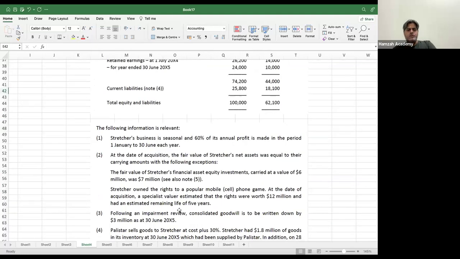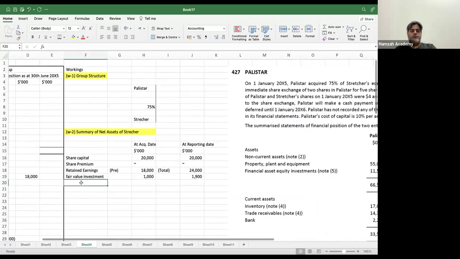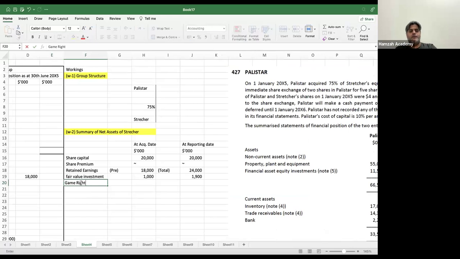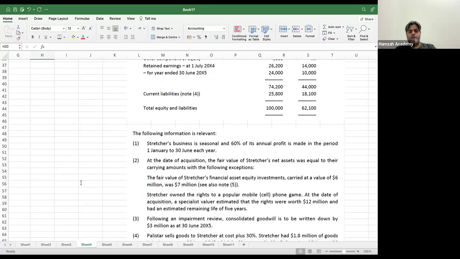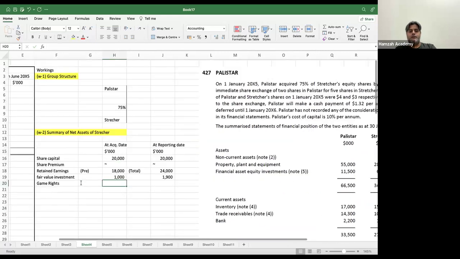Then, Stretcher owned the rights to a popular mobile phone game. So at the date of acquisition, a specialist valued the rights at 12 million, with a remaining life of 5 years over here. So we have the game rights over here. The game rights are for 12 million.